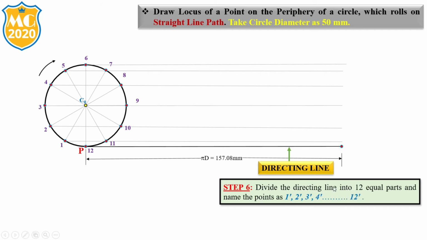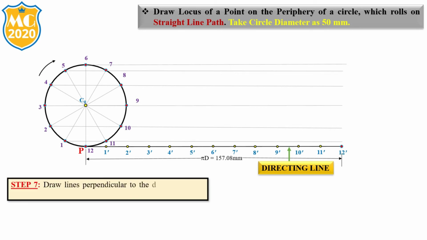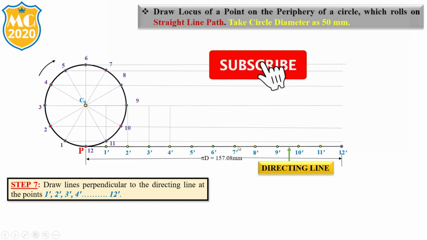Now step number 6. Divide the directing line into 12 equal parts and name the points 1 base, 2 base, 3 base up to 12 base. Okay, so this is our directing line. This line we have to divide into 12 equal parts. Okay, now draw the line perpendicular to the directing line at the points 1 to 12. So here we have to draw the perpendicular line from all the points.